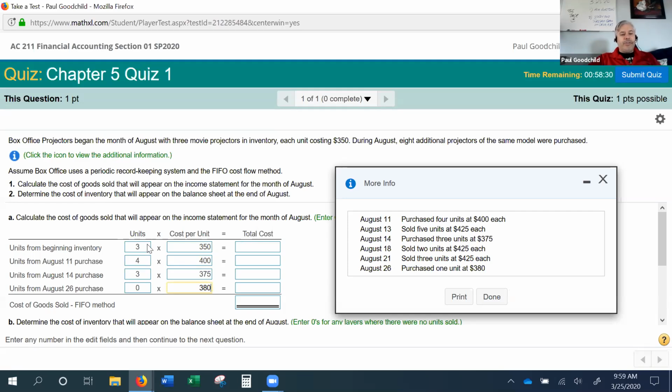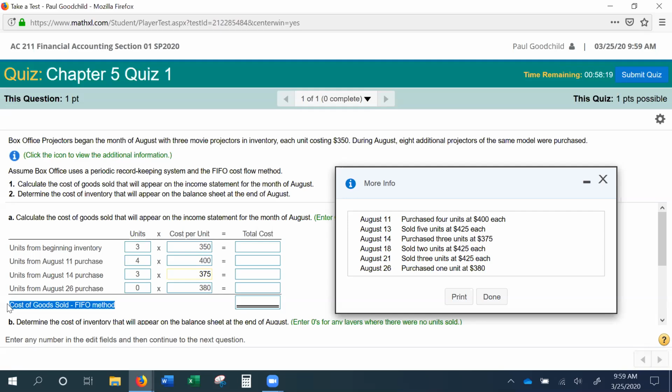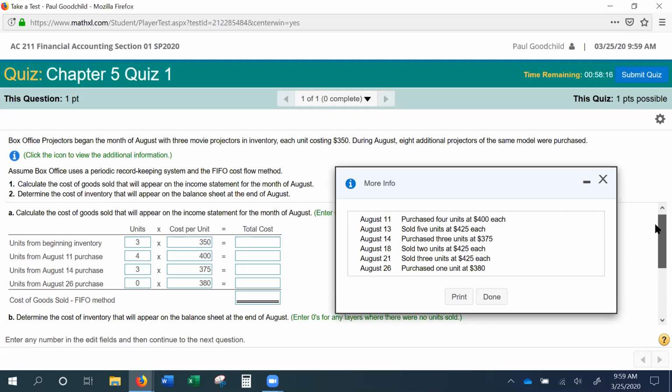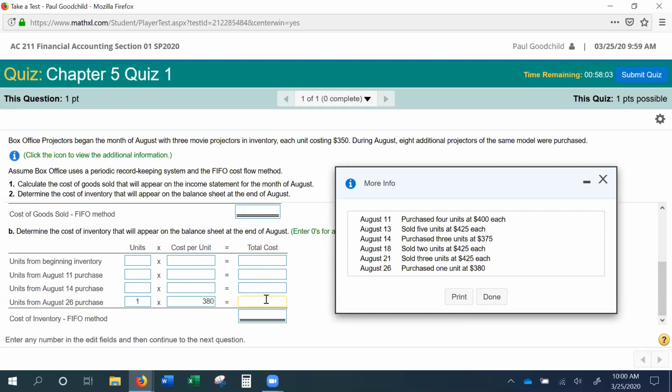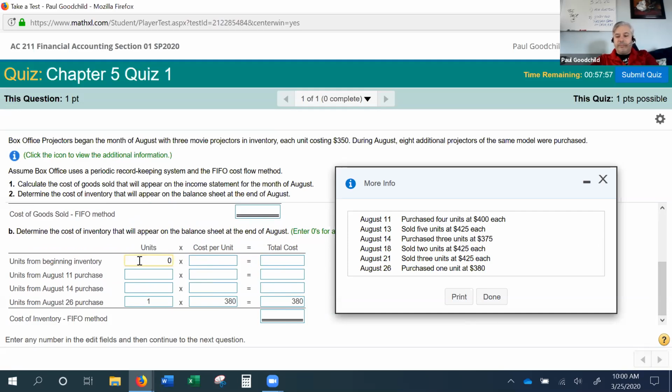380, because you still have it in inventory. You purchased 1 unit at 380, but it's not part of the cost of goods sold. If you had sold it, then you put it in. But because you didn't sell it, it's part of the cost of inventory. So it goes in here in the second part. Oh. And then these would all be 0. Then you'd have to put your numbers in and multiply them through.